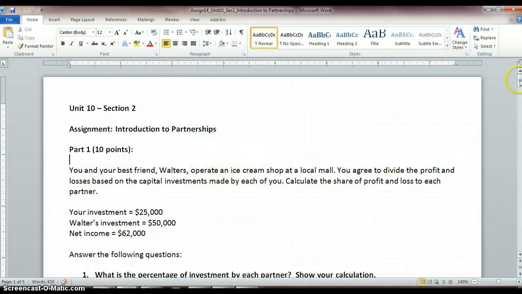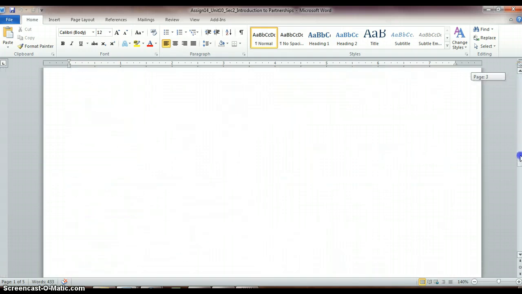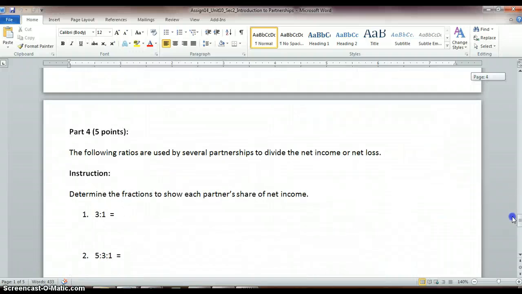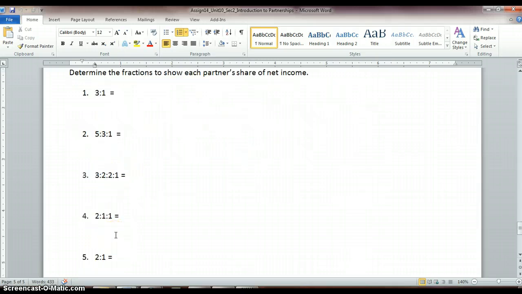And actually, with this assignment, what I want to do is start with Part 4. So I'm going to scroll all the way down here to Part 4 because it looks at the ratios and how to determine what fractions we're talking about when we look at these ratios. Some of you have been struggling with what exactly 3 to 1 means or 5 to 3 to 1. So I want to go over that first because the rest of the assignment kind of uses some of these ratios and fractions.